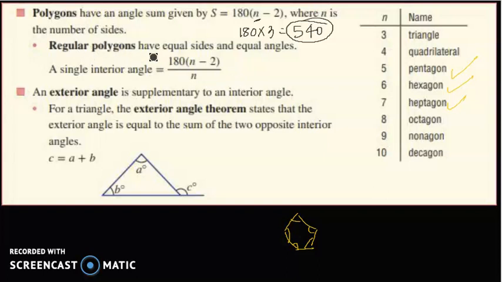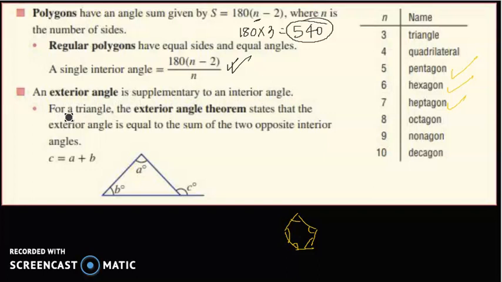A regular polygon has equal sides and equal angles. An interior angle of a regular polygon is given by this formula. An exterior angle is supplementary to an interior angle.